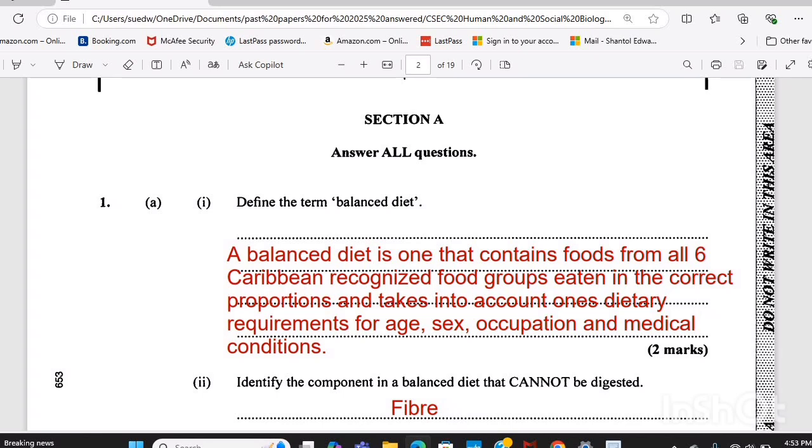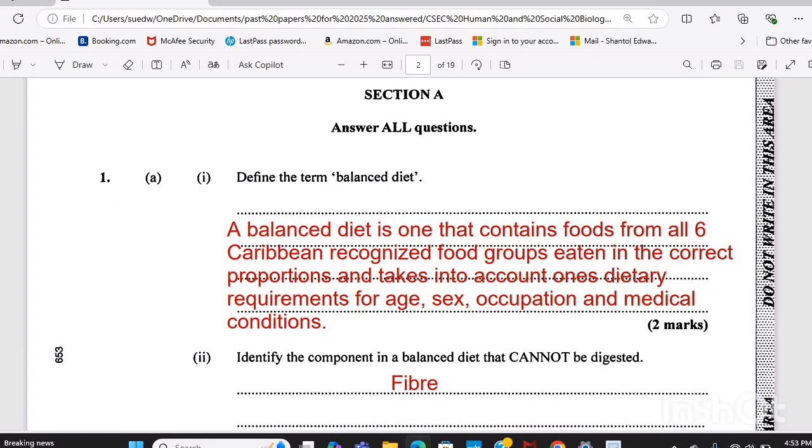But in my definition, a balanced diet would take into account your sex, your age, your occupation, and your medical condition. Once your diet is fit for your life, then it would be the perfectly balanced diet for you. So what we would give you the 2 marks for, though, is the food from all 6 food groups and taken in the correct proportions. The second part of the question asks, identify the component in a balanced diet that cannot be digested. And you see the answer there, it is fiber. That's the answer. Fiber cannot be digested.